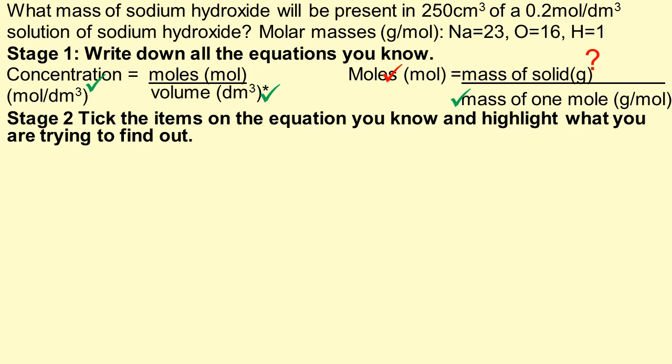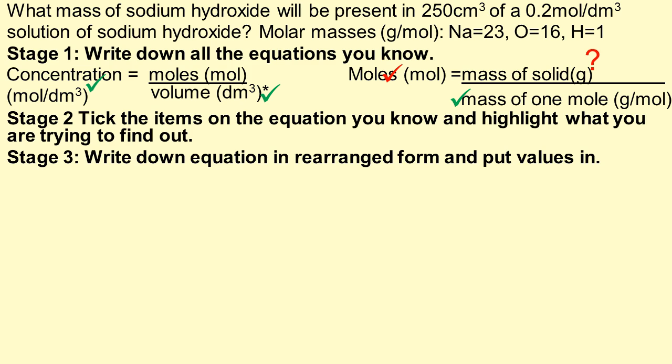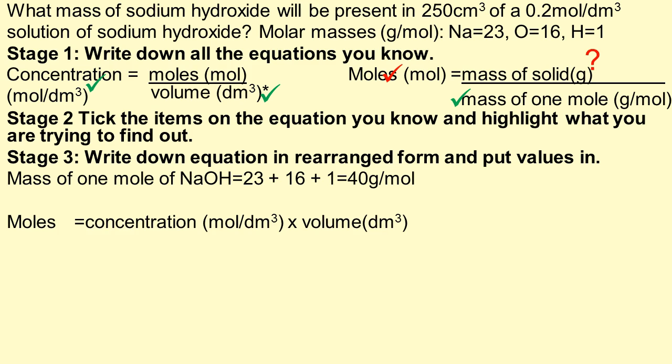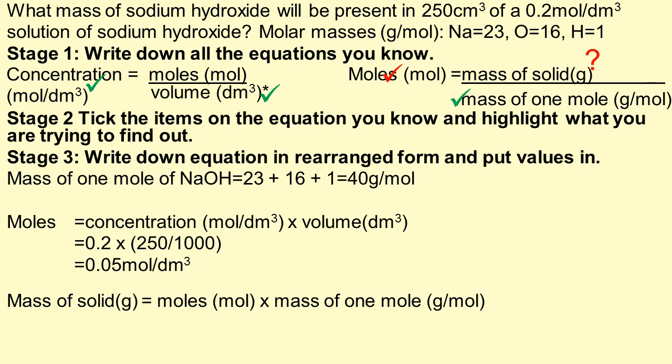So let's write this equation down in a rearranged form. We'll be able to say that moles is equal to concentration multiplied by volume. So we have 0.05 moles. We now know the moles.